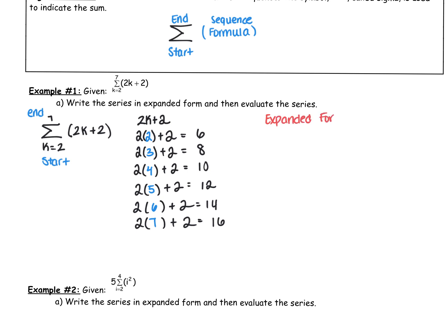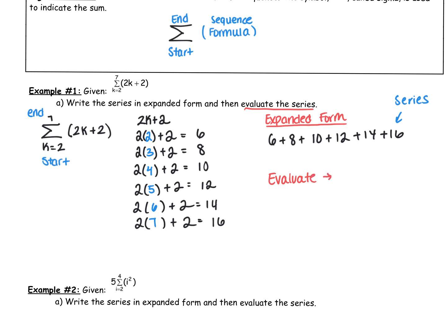What expanded form means is that we're going to take each of these and put a plus sign in between them. So we've got 6 plus 8 plus 10 plus 12 plus 14 plus 16. What you just wrote out, all of this, is your series. And then to evaluate our series, which is the evaluation, evaluate the series means evaluate the sum.